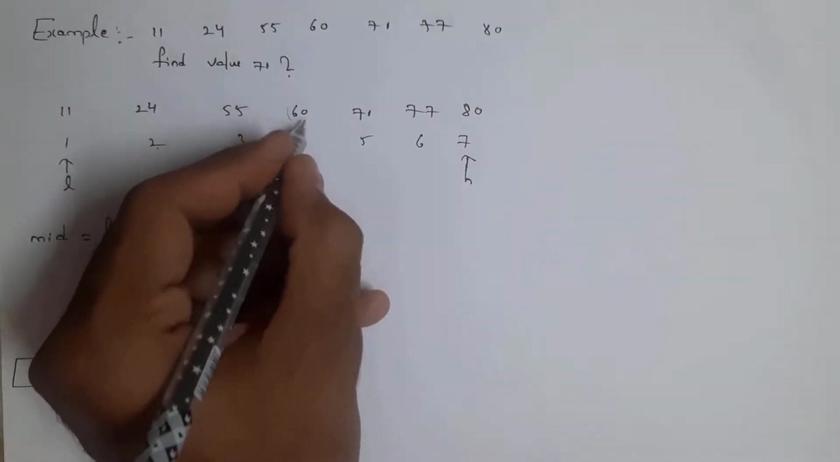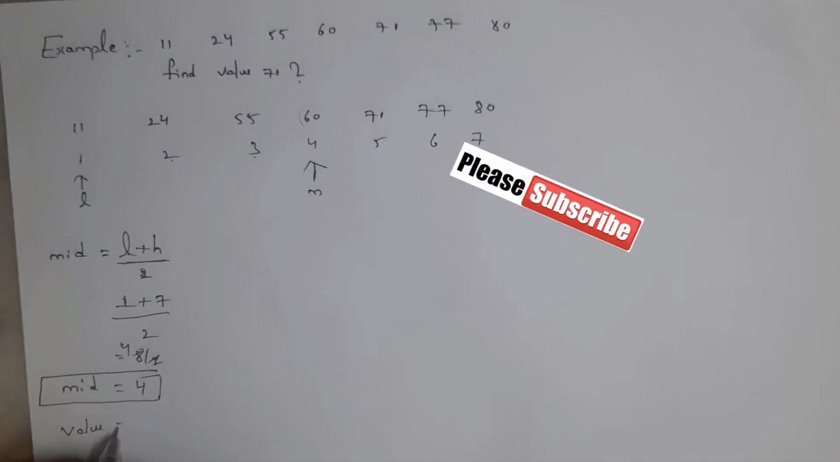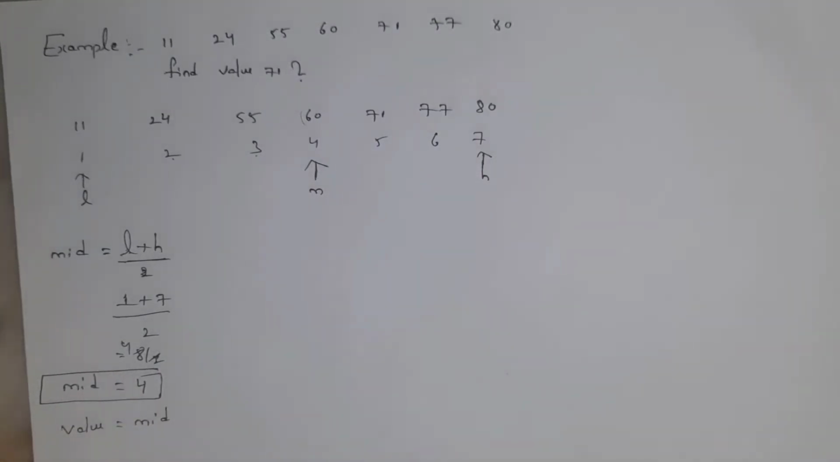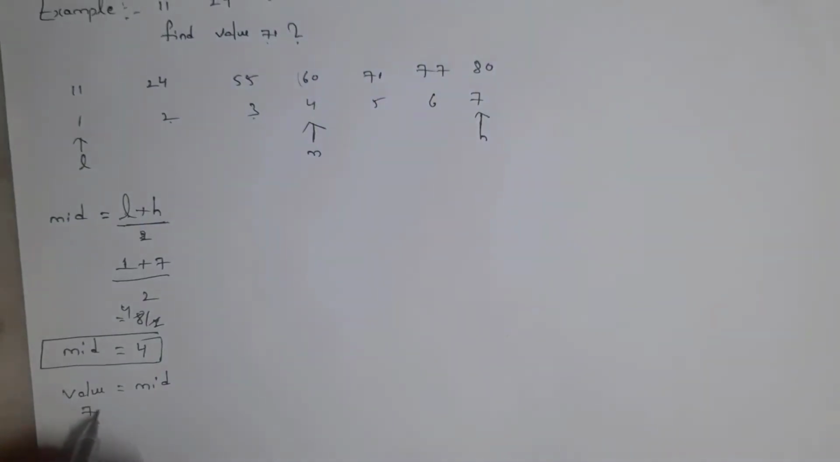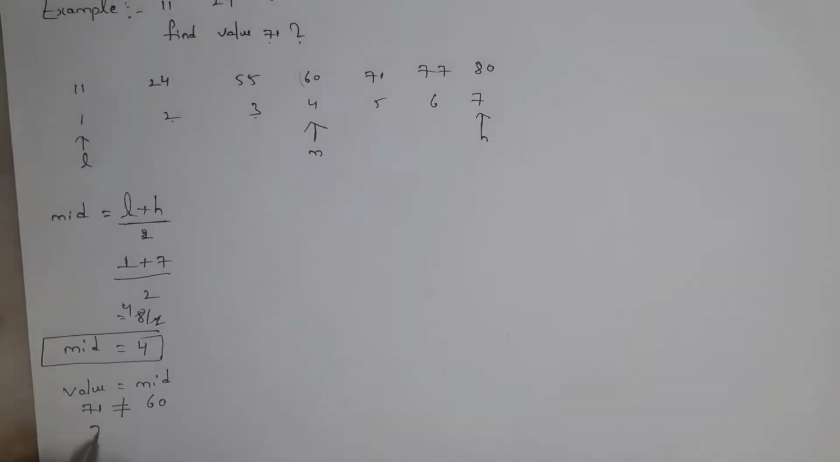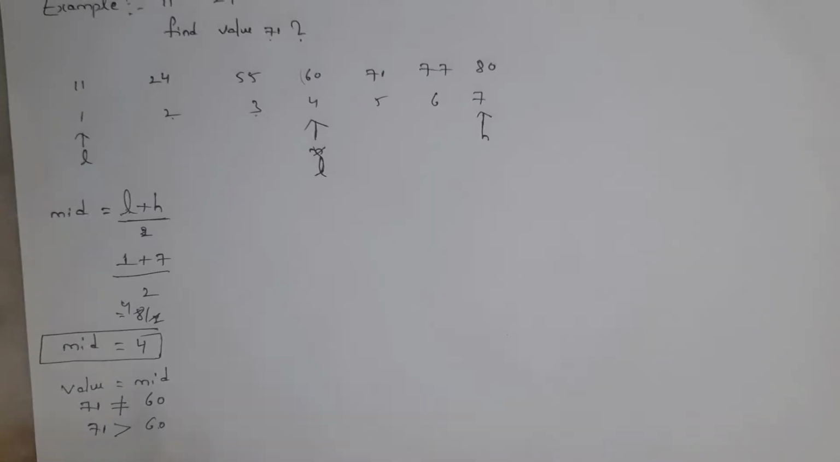Middle element is 60. Here 71 is the value which we need to find. If value is equal to mid, then our result is true. We can close, that is, we got our result. But here mid value is 60. 71 is not equal to 60. 71 is greater than 60. So if value is greater than mid, then convert this mid into lower element, because 71 is greater than 60.